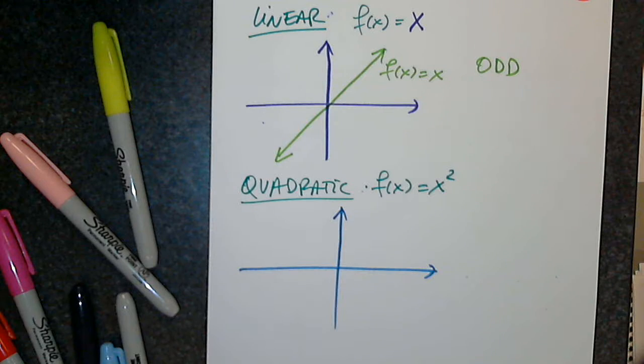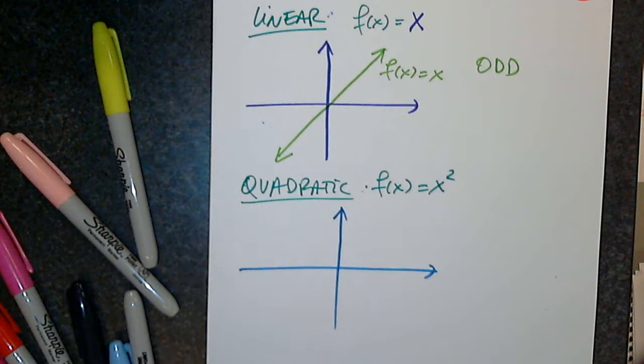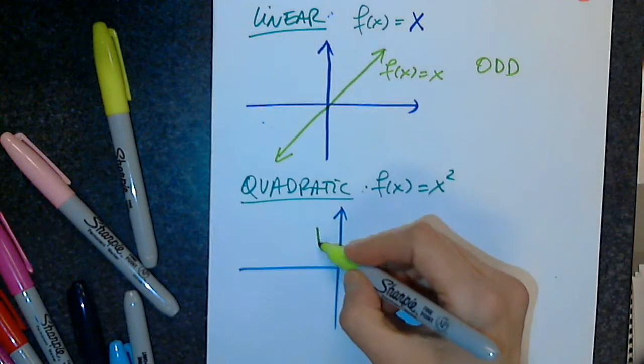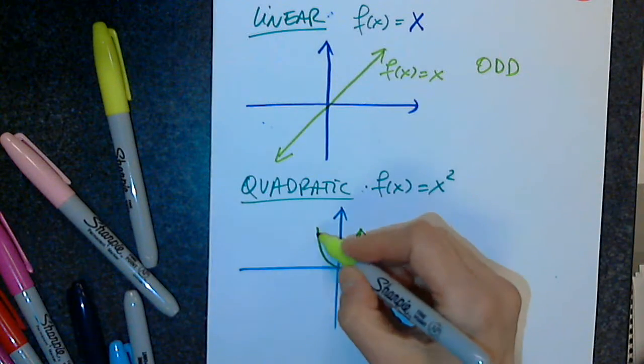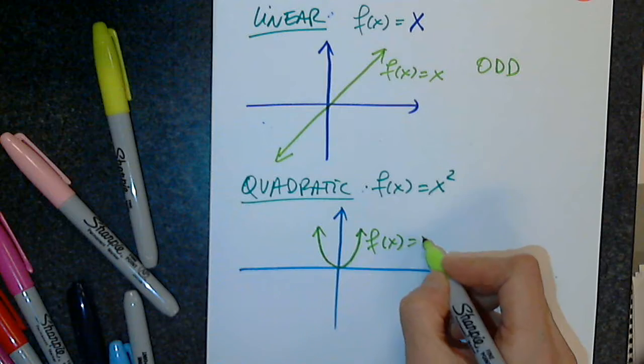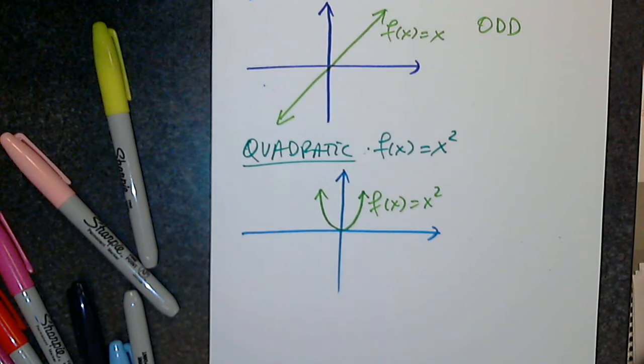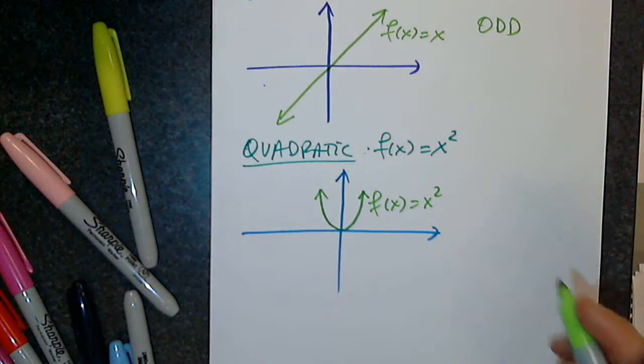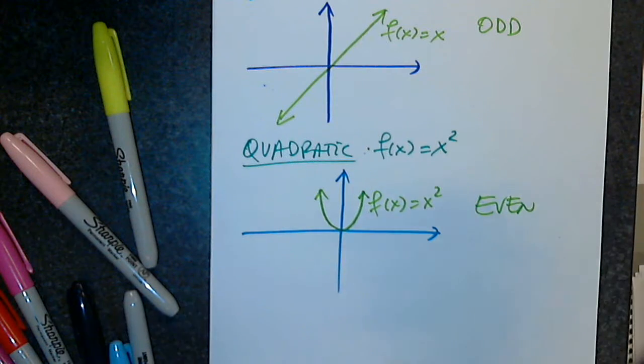We know the graph: 1, 1, 2, 4, and so on. We remember that. So here it is. This is f of x equals x squared. Odd, even, or none of the above? Thank you very much. Perfect.